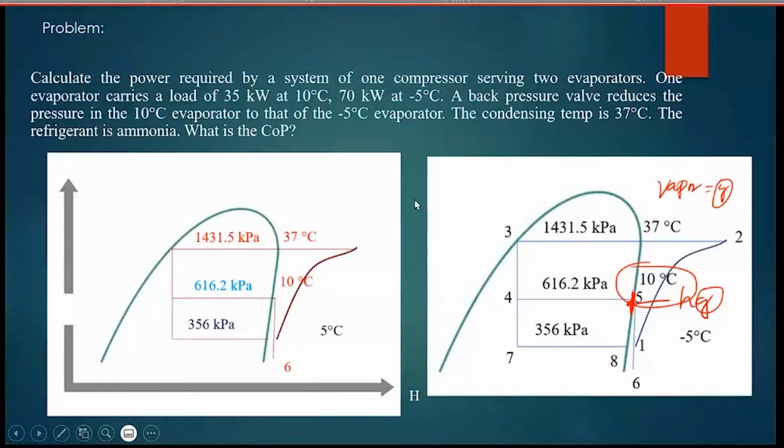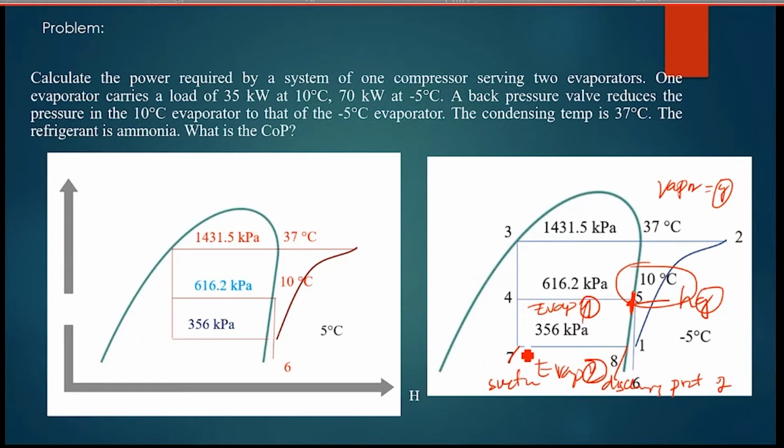Now, the other is H8. So here is the H8. What is the H8, by the way? Evaporator 1, evaporator 2. The suction of evaporator 1, the discharge point of evaporator 2. So 7 and 8 is the process at evaporator number 2. The entry point or suction is 7. The discharge or output is 8.